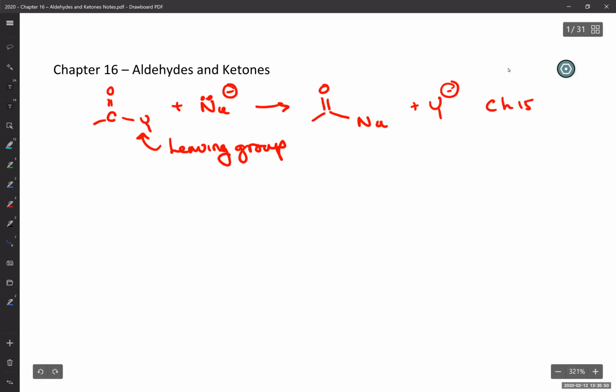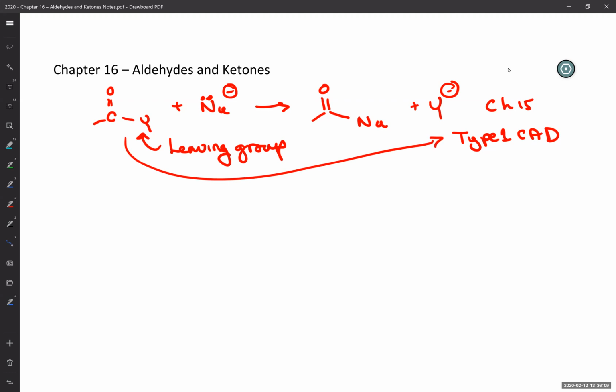And so we call these carboxylic acid derivatives. These are type 1. And then they usually abbreviate it as CAD, carboxylic acid derivatives. So that's what that is.